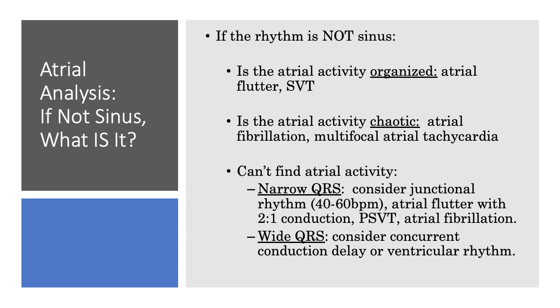If you can't find any atrial activity at all, but you still have a narrow QRS, then you would consider the potential that you could have a junctional rhythm, especially if the heart rate is running between 40 and 60 beats per minute. You may also have atrial flutter with 2-to-1 conduction if you've got a very fast heart rate, as well as PSVT and atrial fibrillation. If you have a widened QRS, then you have to consider whether or not you have a concurrent conduction delay, meaning a bundle branch block or a nonspecific interventricular delay, versus a ventricular rhythm.